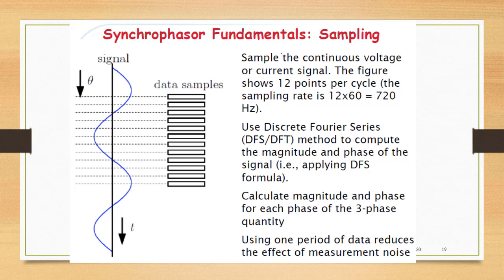Synchrophasor, a little bit we'll see the fundamentals. Sampling: sample the continuous voltage or current signal. The figures will appear 12 points per cycle. The sampling rate is 720 hertz here. So use a DFS, discrete Fourier series, or DFT, discrete Fourier transform method, to compute the magnitude and phase of the signal. So here both DFS or DFT can be applied. Calculate the magnitude and phase of each phase of the three phase quantity. Using one period of data reduces the effect of measurement noise.